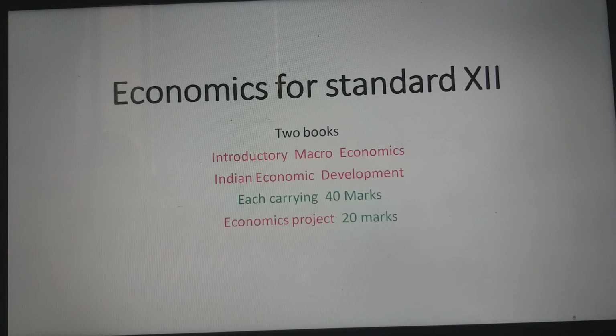Good morning, children. So here in standard 12, we have the economics syllabus which is covered in macroeconomics, unlike what you had in standard 11. In 11th, we had microeconomics and statistics, whereas in standard 12, we are going to take up the other part, macroeconomics that is, and we are going to have Indian economic development.